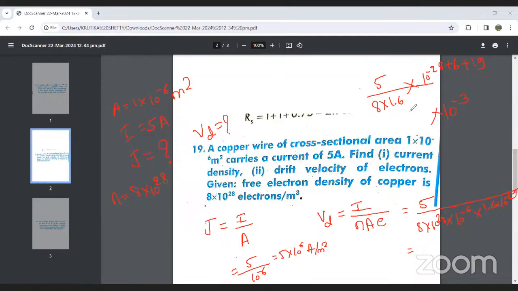Yes, check students. What is the answer? One more last question we will see. Current is 5 ampere. So your final answer is 3.9 into 10 raised to minus 4. This is the drift velocity. You are all making a mistake, please check, students.